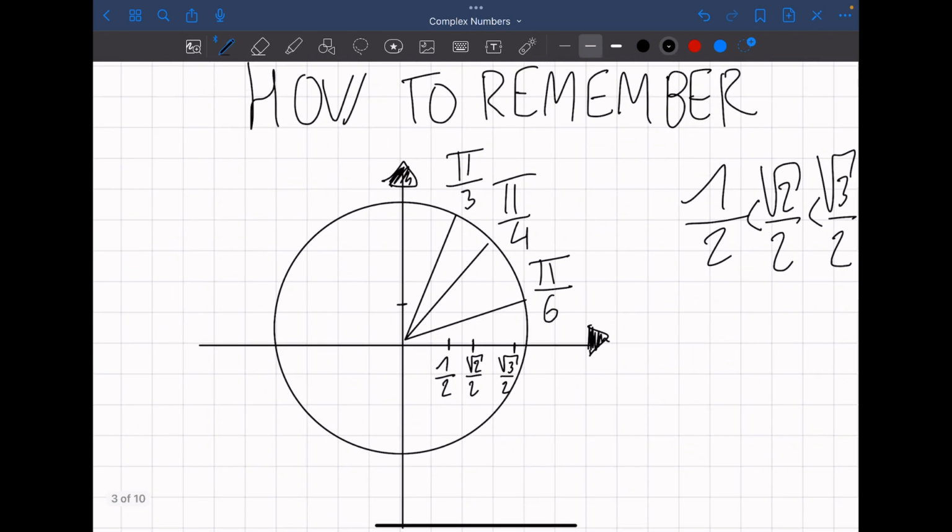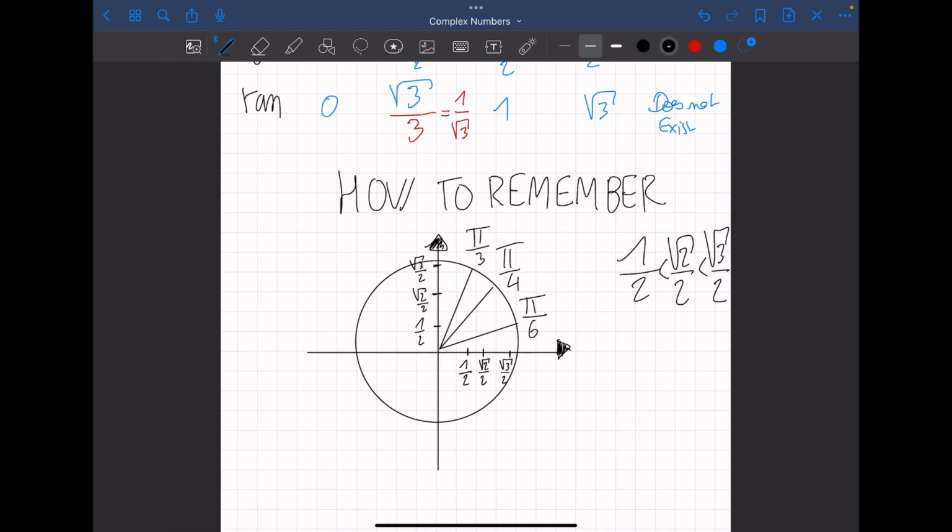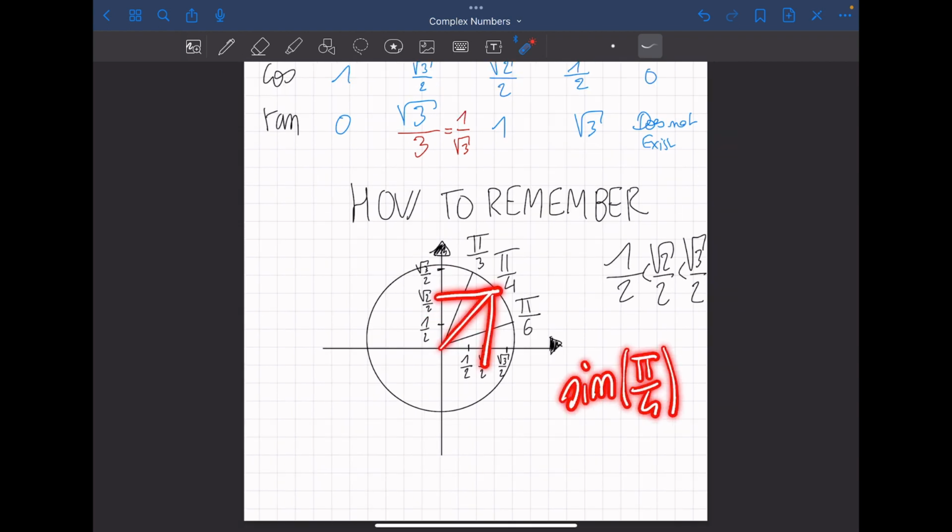And I do the same on the other side. So basically I just wrote it in the order, because this one is smaller than this one, is smaller than this one, etc. And the same is here. So cosinus of pi divided by 4 is equal to square root of 2 divided by 2.